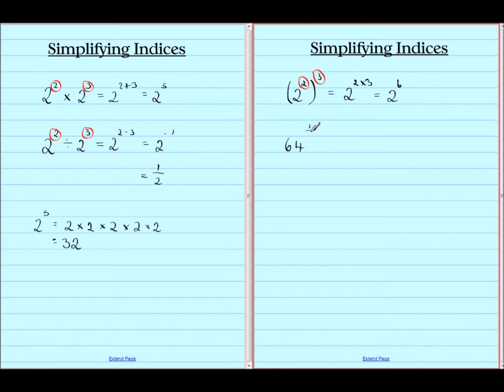64 to the power of a third means the cube root of 64. So the fraction means a root. The cube root of 64 is 4.